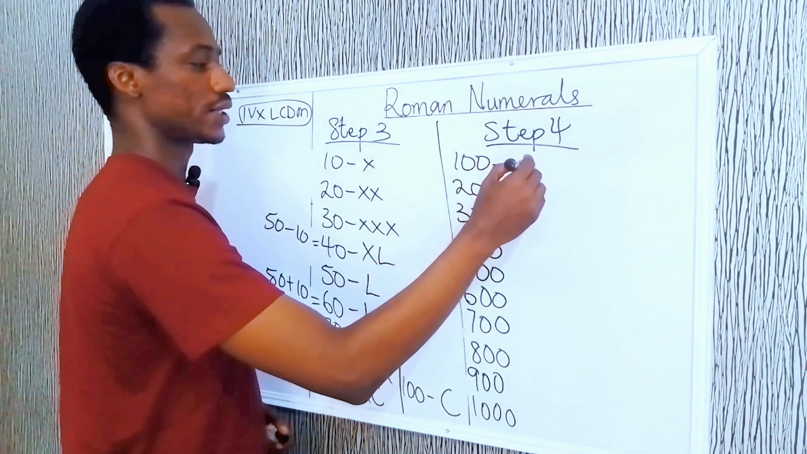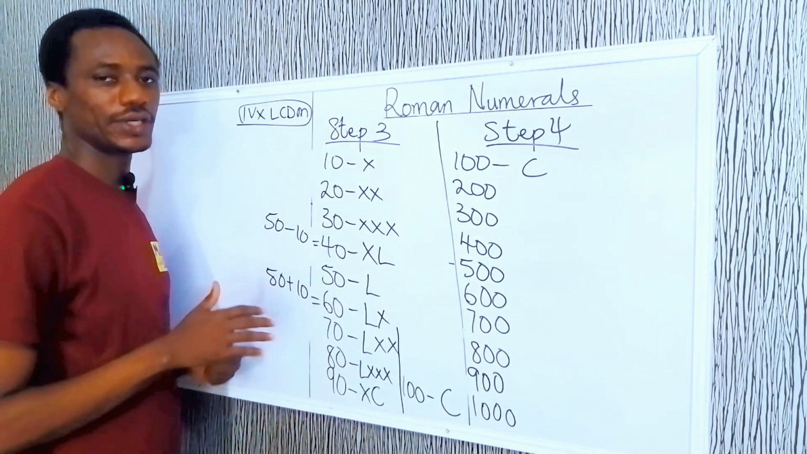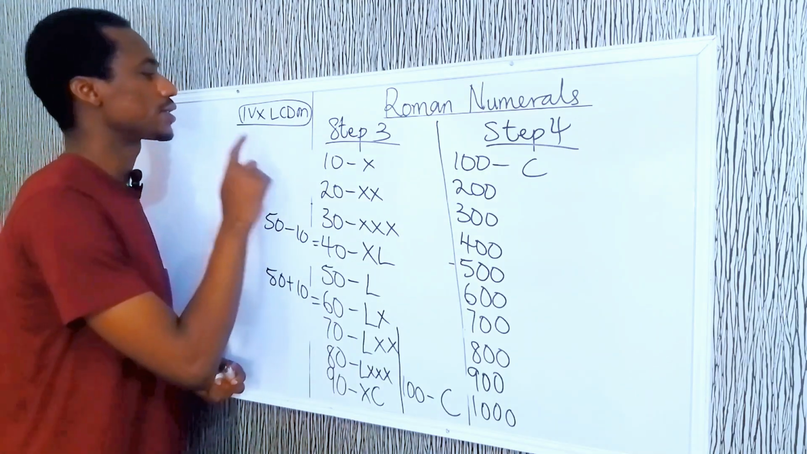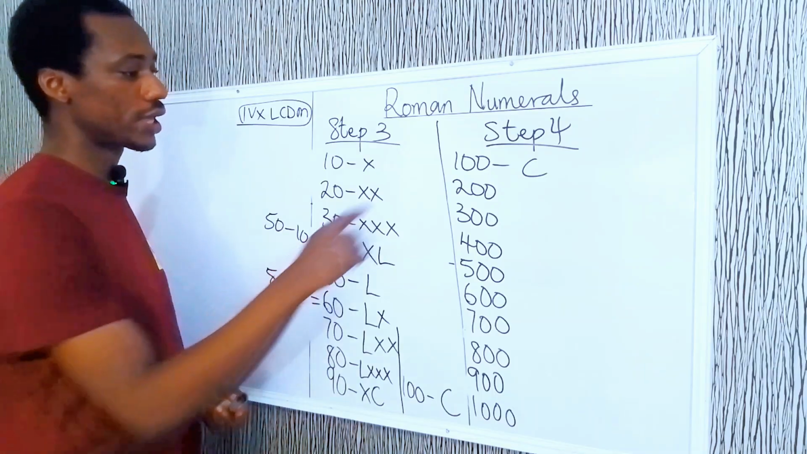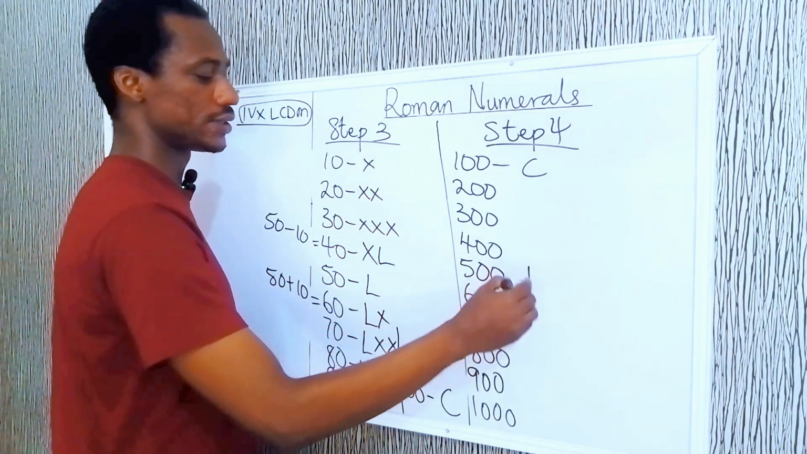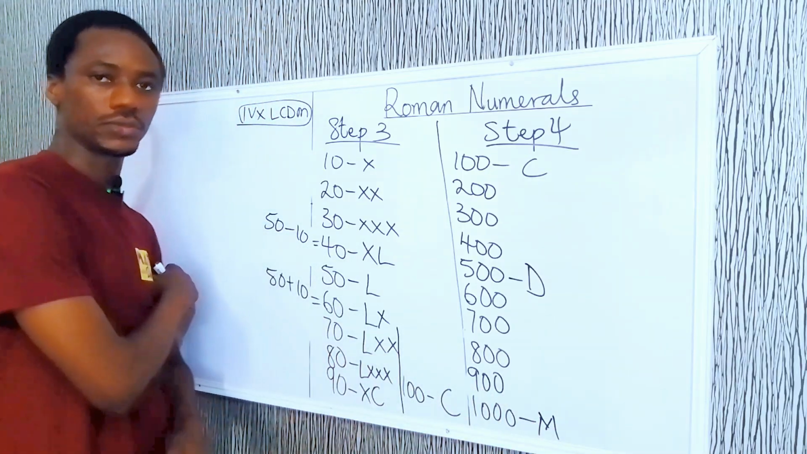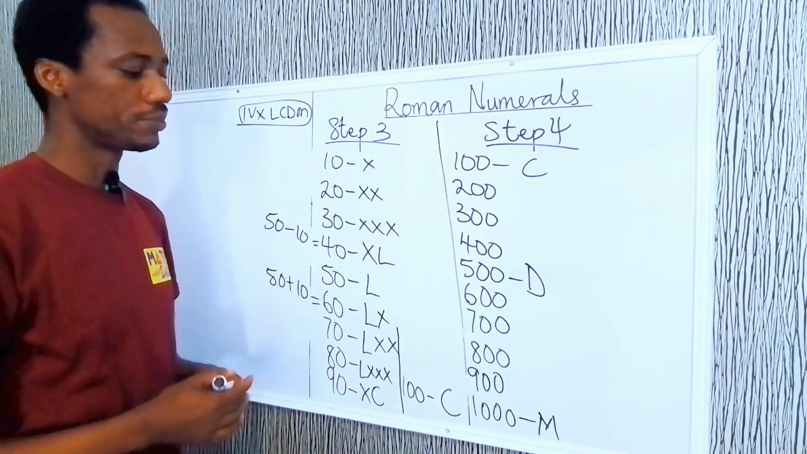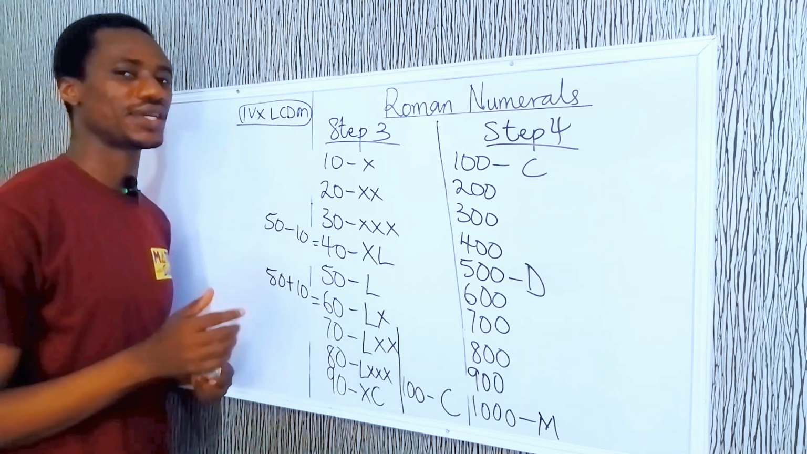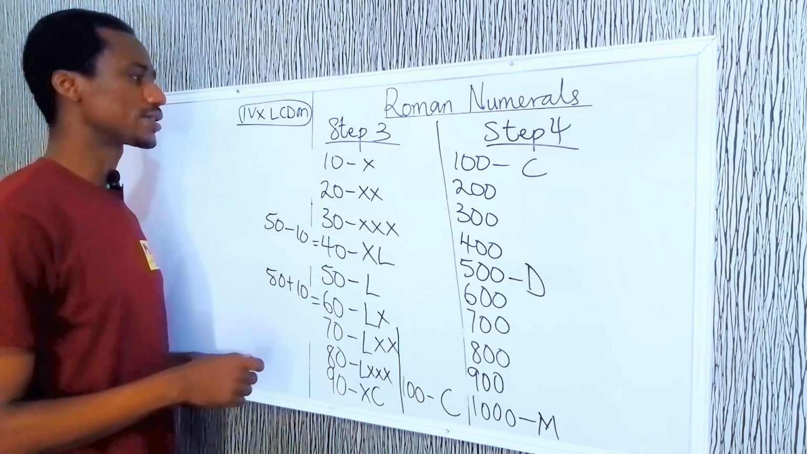So we say 100 is C from our IVXLCDM. From that we know that 100 is C, we know that 500 is D, and we know that 1000 is M. All right. I think you should master that song. Is it not interesting? Nice song, right? IVXLCDM.